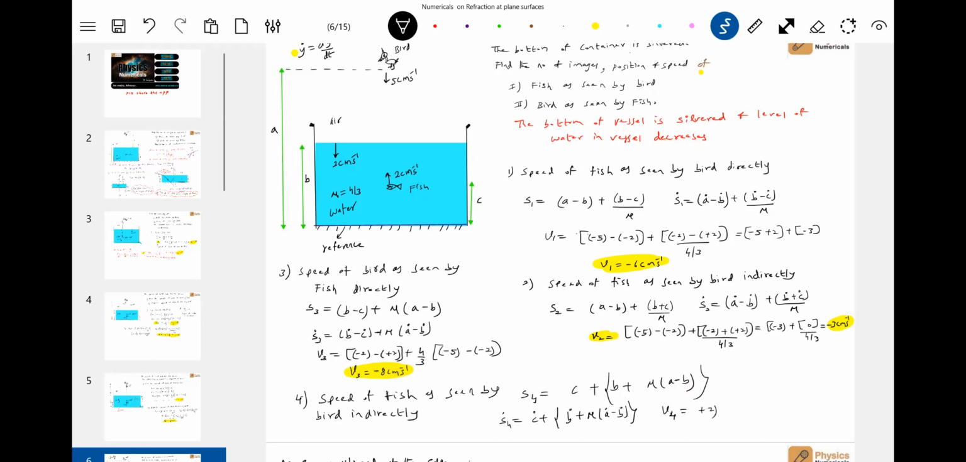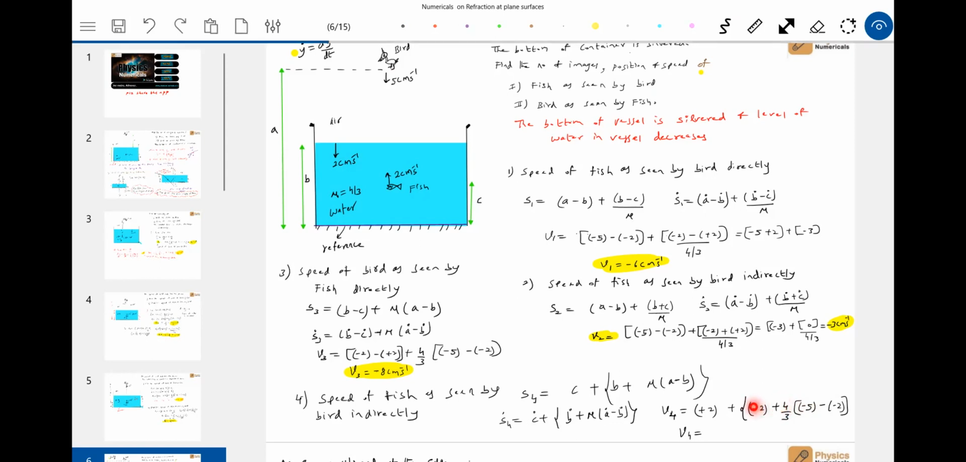C dot, this will be plus 2, B dot minus 2, minus 5. So B4 will be, we'll just do the calculation, minus 5 plus 2 will be minus 3, so minus 4, minus 4, minus 6 plus 2, minus 4.